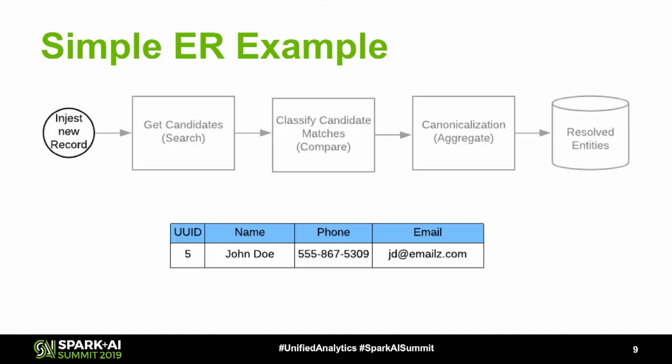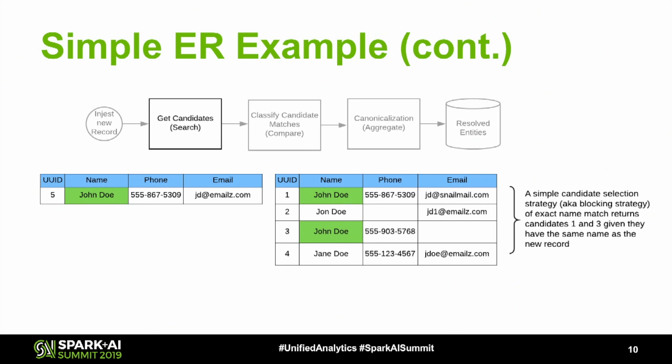And so just a quick example, seeing what the data looks like at each step. So imagine we have a new record. It's about a person, John Doe, with some phone and email. That first search problem, where I want to get candidates, right? The question is, given this new record, what records that I've seen before might be the same?